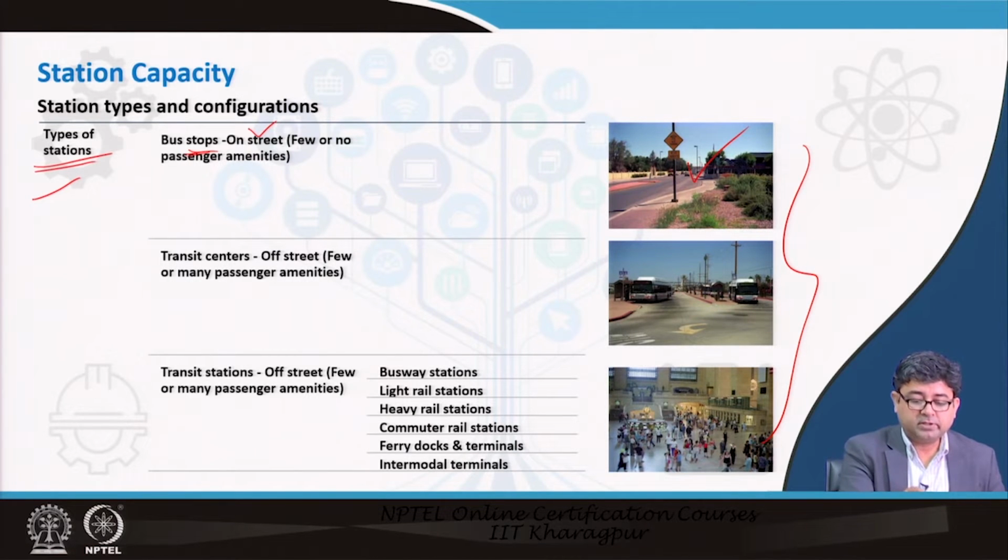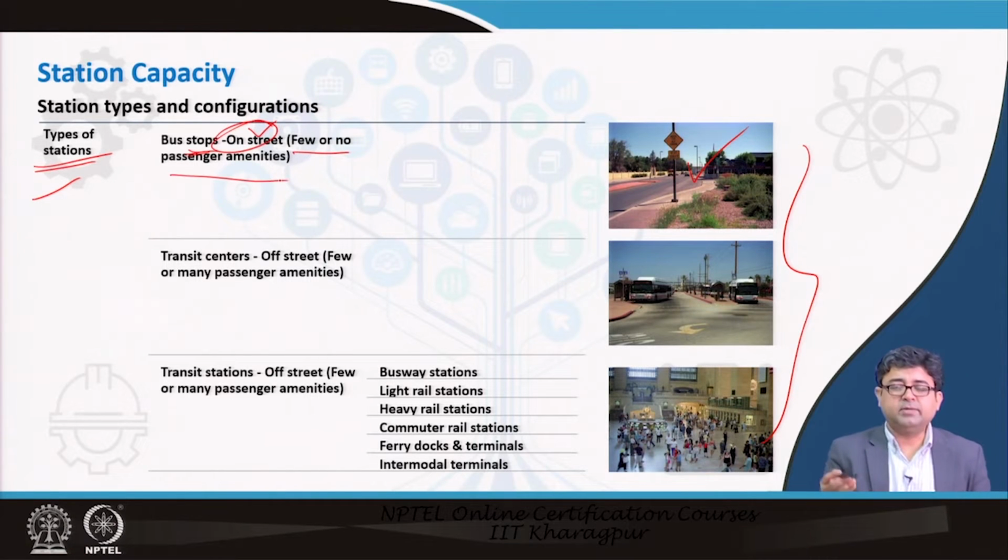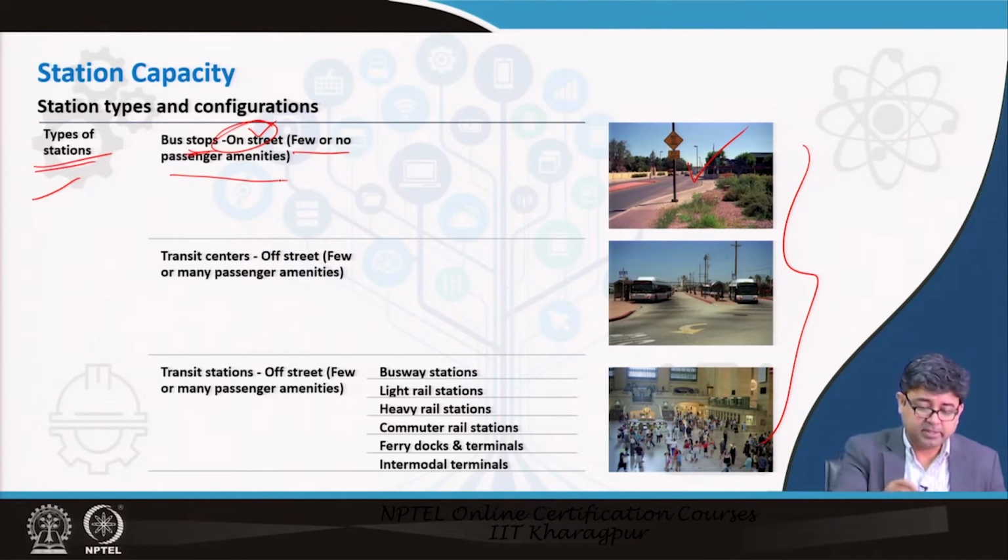So, that's one type of station, which is an on-street station where few or no passenger amenities may be available. There may not even be a bench, there may be some lighting that is available, but there is no cover from rain or anything like that. So, there is no shelter, there is no bench, it is just a basic bus stop.